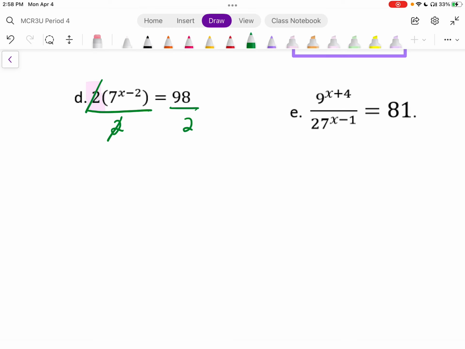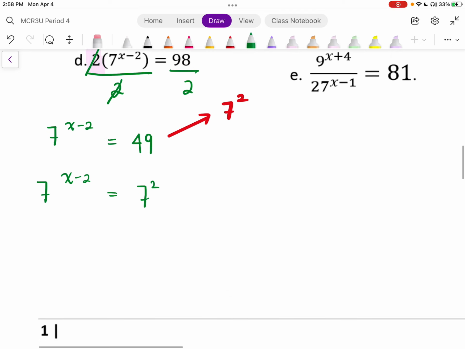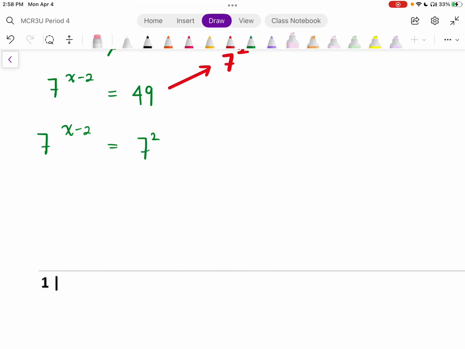So if we cancel out this 2, we're left with 7^(x-2) equal to 98 divided by 2, which is just 49, right? And that makes things a little bit easier. I can replace this 49 with 7 squared, right? So 7^(x-2) is equal to 7 squared. And now that the bases here are the same, I can bring down the exponents. So I have x minus 2 is equal to 2, right?